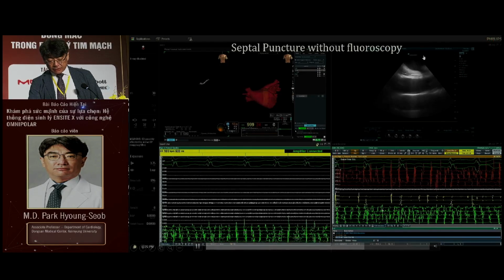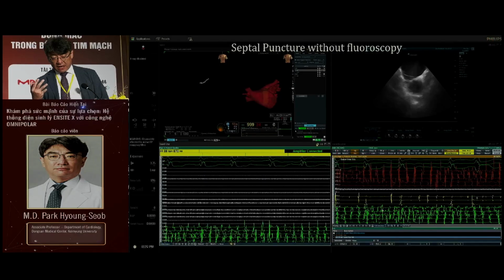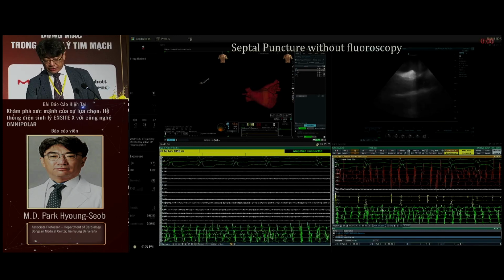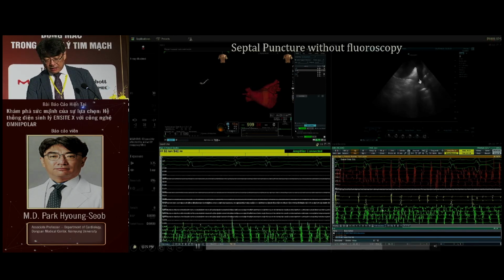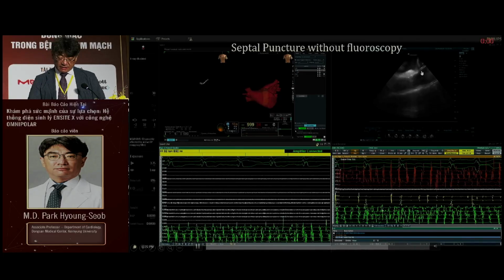Sometimes I put the ICE catheter into the left atrium to see the left atrial appendage. So I just insert the ICE catheter into the left side of the atrium, and you can clearly see the distal tip of the left atrial appendage with the ICE catheter inside the left atrium.